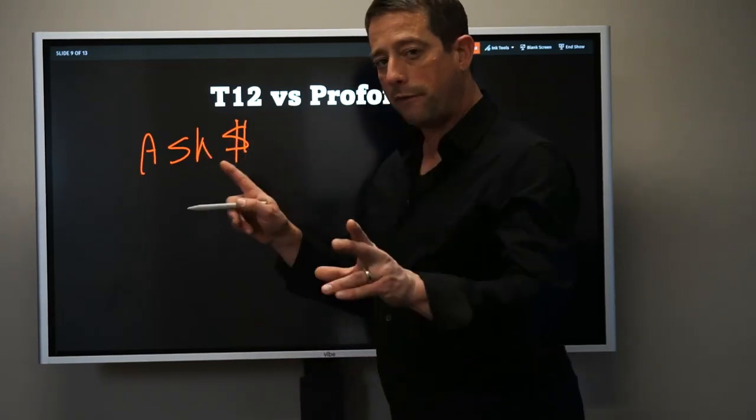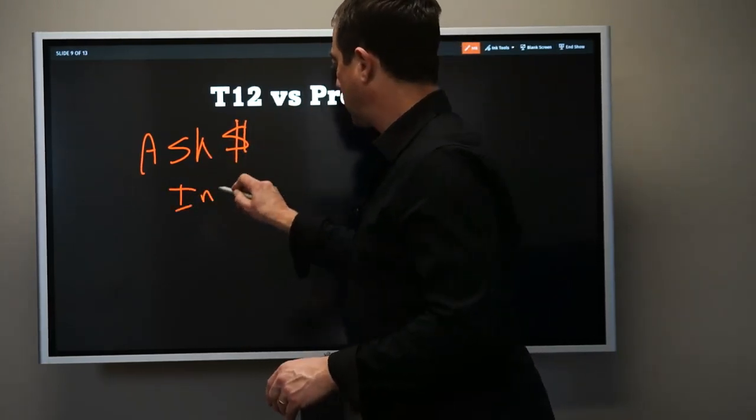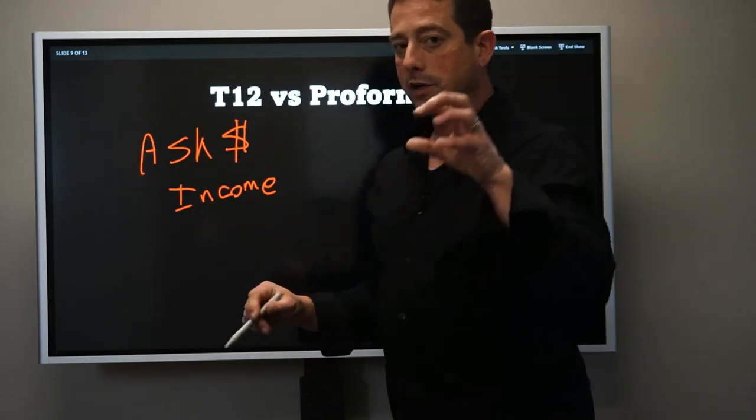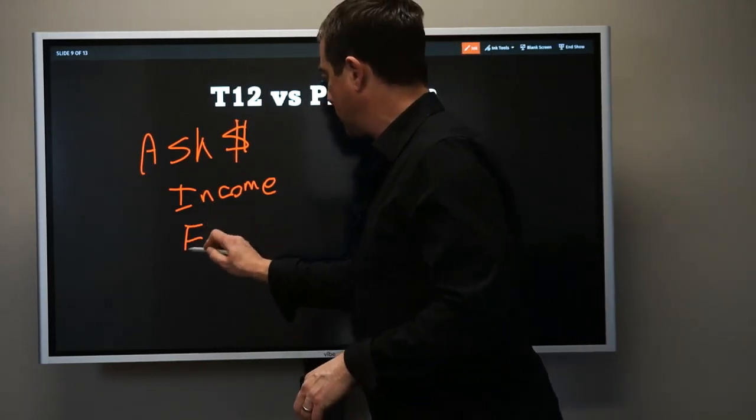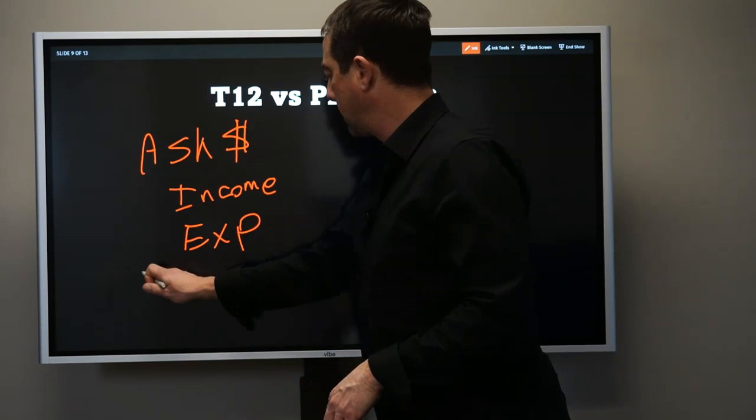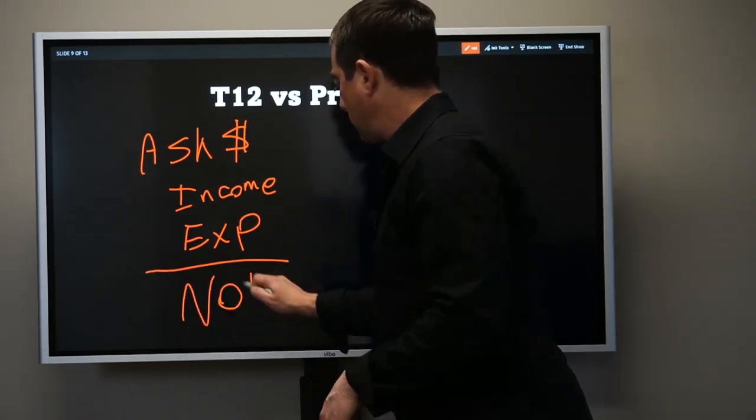Then you're going to go to the profit and loss and put in the income, okay? And then you're going to go to the profit and loss and get just the expenses. You're going to put in the expenses and that's it. Don't change anything, all right? That then gives us our NOI, all right?